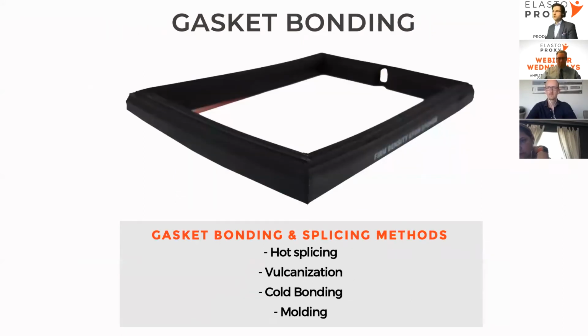We'll move on to gasket bonding. What this picture showcases is what we call our super gasket. It's a sample that you can ask one of our representatives to send to you, and it comes with a detailed document that showcases the different ways of bonding gaskets together. It also showcases different tapes or different methods.